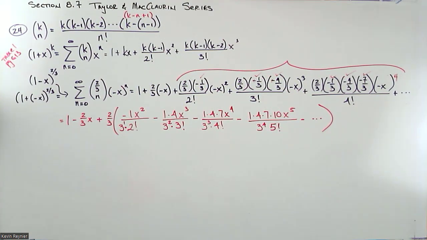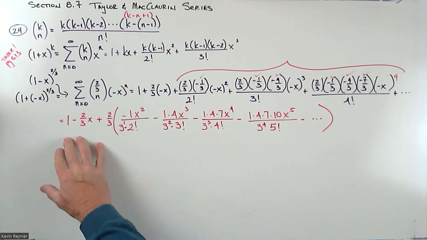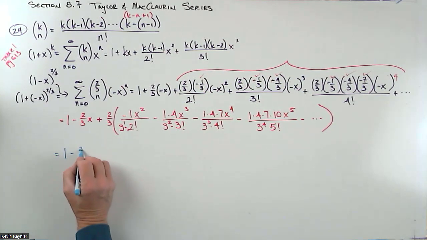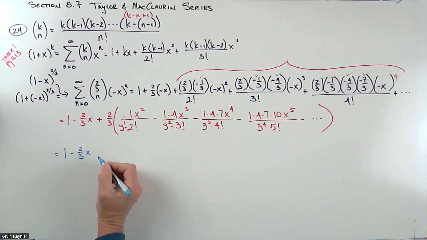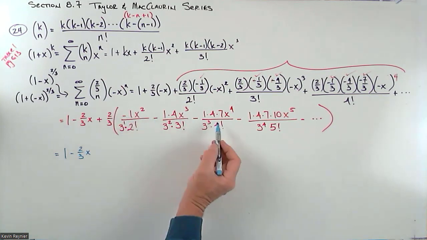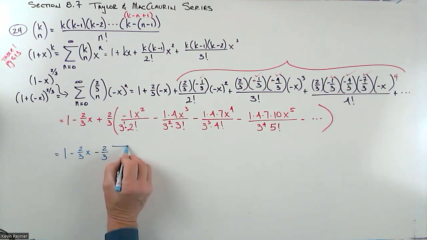That's how we work this out. We just work it out with our imagination. We need a power series representation, right? This is the terms written out. If we're going to write this as a power series, it's going to look like this. We're going to have 1 minus 2/3 x, and then we're going to keep this 2/3 outside. Now, all these are negative, so I'm just going to write that as negative 2/3.